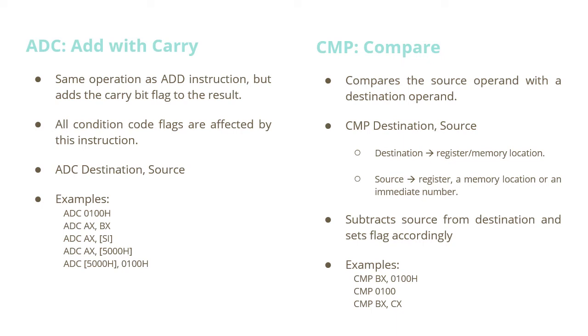Next is CMP 0100H, where the immediate number 0100H is getting compared to the data that is present in the AX register. This is implicitly specified, and the flags will be set accordingly. Next is CMP BX, CX, which is the register addressing mode, where the contents of the CX and the BX registers are getting compared.